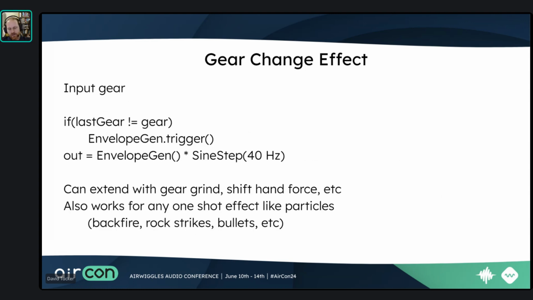So in our car, we have this gear change effect. When you're shifting gears, there's a small mismatch between the shaft speed in the transmission and the engine, and that can cause a little clunk that the user can feel. This scales with how well you match the engine and transmission's RPM.